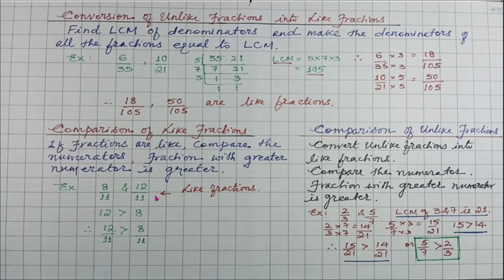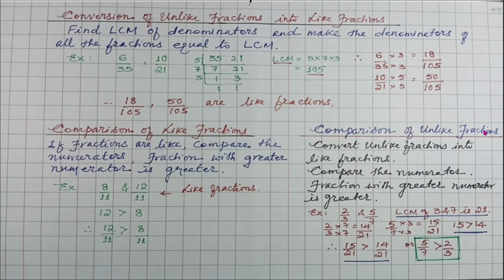Now let us understand this with an example. 8 by 11 is a fraction, 12 by 11 is a fraction, and both the fractions are like fractions here. If the denominators are the same, they are like fractions. When the fractions are like, just compare the numerators. 8 and 12. Here 12 is greater than 8, and therefore 12 by 11 is greater than 8 by 11, and that is the method of comparing the like fractions.